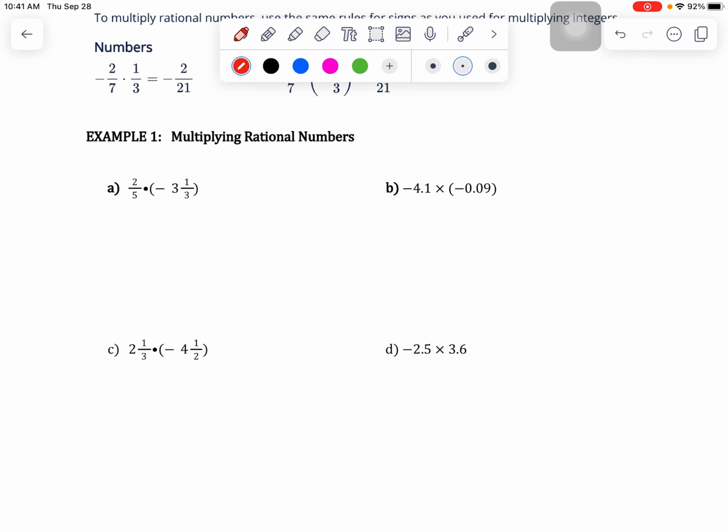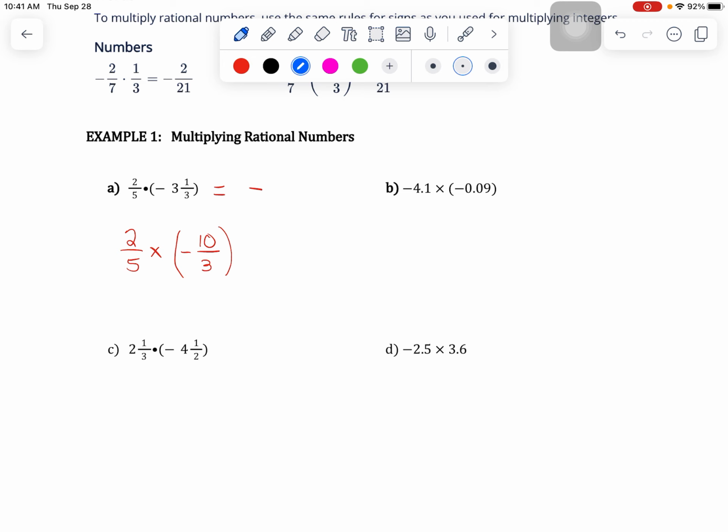All right, so looking at this first one, I have a positive times a negative. So right away, I know my answer is going to be negative. So in order to multiply these fractions together, I am going to change the mixed number to make it an improper fraction. So I'm going to do 2/5 times, that is going to become 3 times 3 is 9. 9 plus 1 is 10, so I get -10/3.